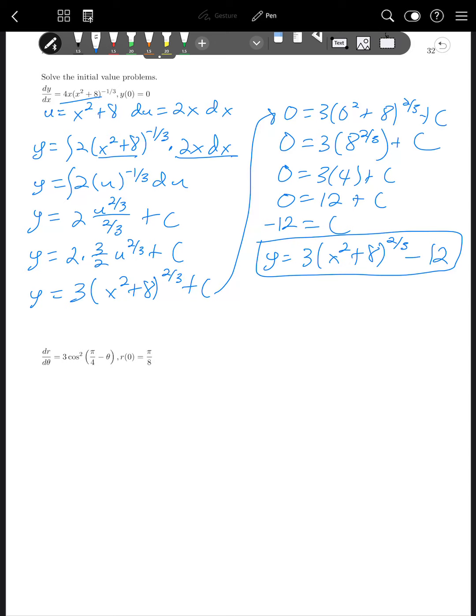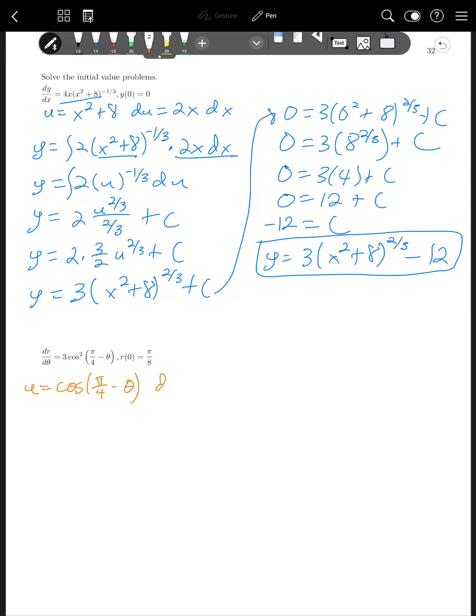Okay, so that's the idea there. Okay, now in the next one, you might have originally thought, well, let's just use pi over 4 minus theta for our u. But the problem with that is it leaves you with a cosine squared, and we don't know the antiderivative of cosine squared. We know the antiderivative of cosine, and we know the antiderivative of something squared. So what we probably want to do is let u equal cosine of pi over 4 minus theta.